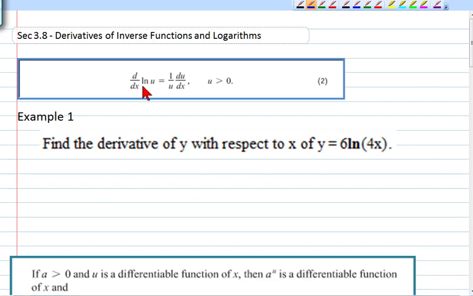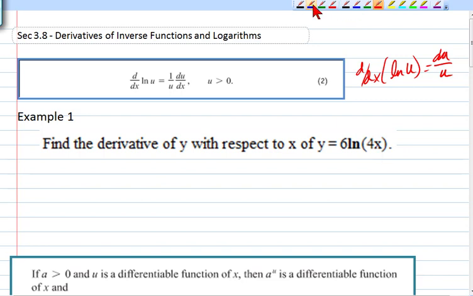The derivative with respect to x of the natural log of a function of x is 1 over that function of x times the differential du dx. Here's the way I remember this rule. The derivative with respect to x of a natural log of some function is going to be du over u. It's the derivative of the argument divided by the argument of the log.